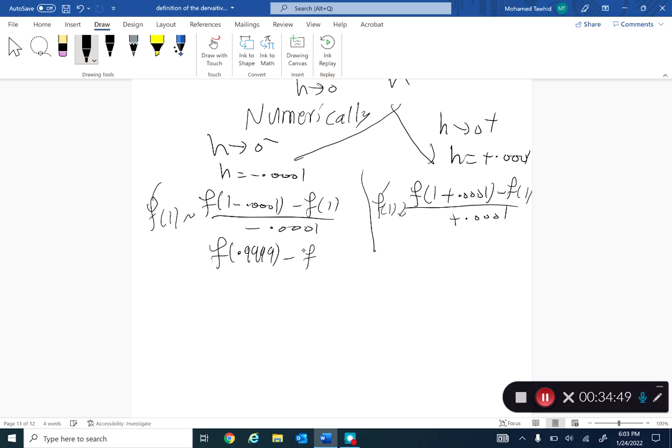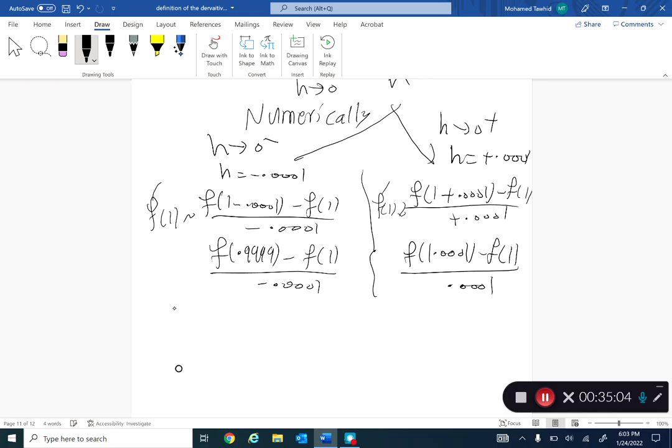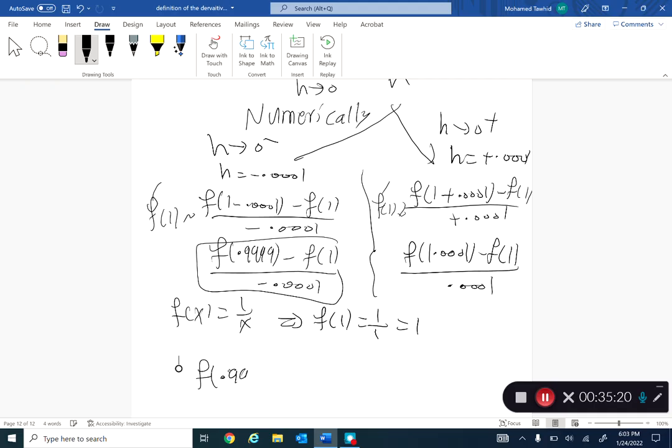Minus f of 1 over negative 0.001, and this one will be f of 1.001 minus f of 1 over plus 0.001. You have to use technology. Your f of x equals 1 over x, right? Which means your f of 1 is 1 over 1, which is 1. Now I need to compute this one. How to compute this? What is your f of 0.999? It will be 1 over 0.999, like this, right?